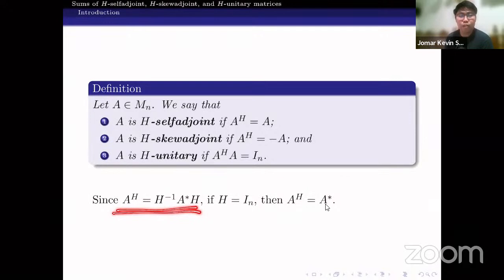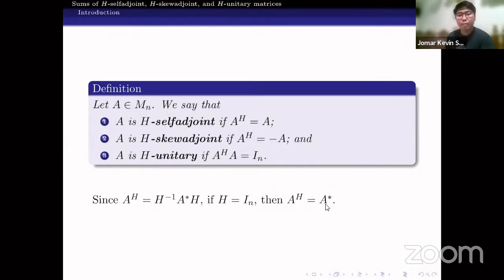It is equal to H inverse A star H. So if we let H be the identity matrix, this is equal to I times A star times H. Therefore, A to the H equals A star. So what happens when we let H be the identity matrix? H-self-adjoint, H-skew-adjoint, and H-unitary matrices are just the usual Hermitian, skew-Hermitian, and unitary matrices that we know. So we can view these matrices as generalizations of the Hermitian, skew-Hermitian, and unitary matrices.